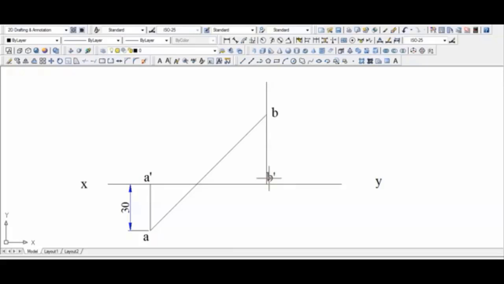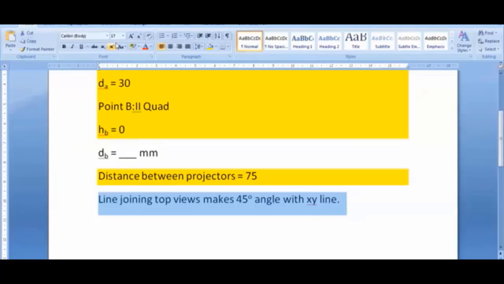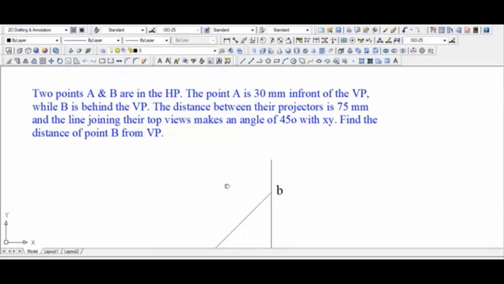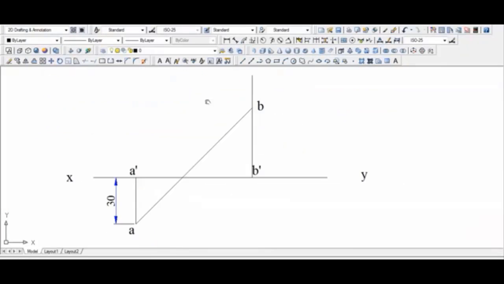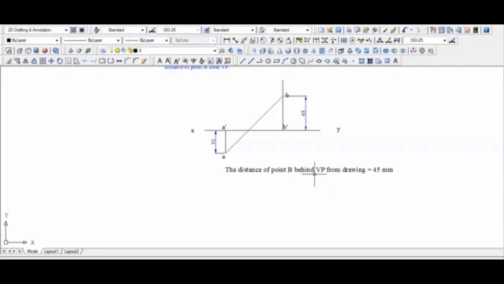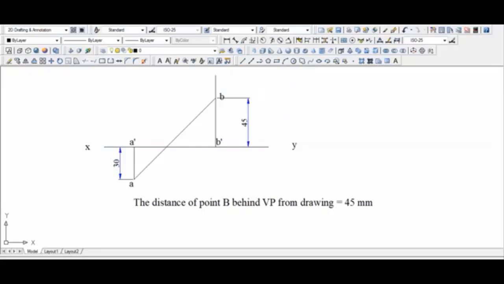Point B, both front view and top view are above the XY line. Something more is left. This also has been used, and we need to find the distance of point B from VP, that is distance D. So this distance works out to be 45 millimeters. Let us write this. Here it is. The distance of point B behind the vertical plane, extracted from the drawing we've just made, is equal to 45 millimeters.